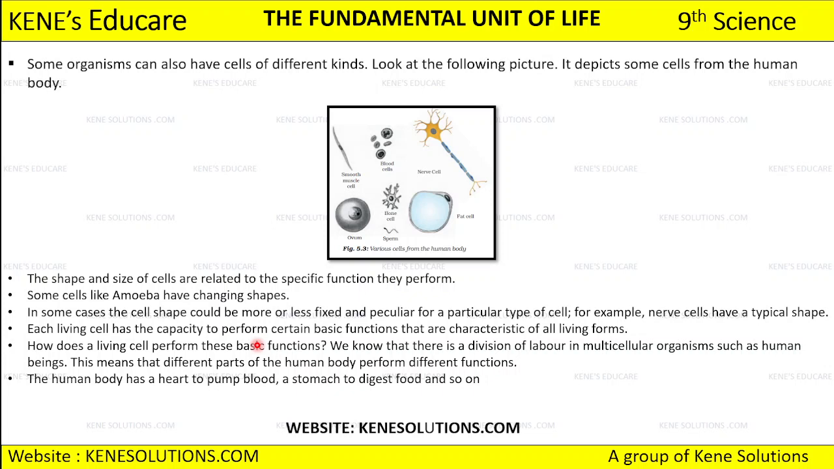So here we came to know that multicellular organisms have division of labor. We human beings are multicellular organisms, right? So division of labor occurs, and division of labor means what? We have different parts in our human body, and these different parts perform different functions. Likewise, the human body has a heart to pump blood. हमारे पास heart है, and the heart is helping us in pumping the blood. We have a stomach. Stomach is helping us to digest the food. So this is how we have different parts present here.